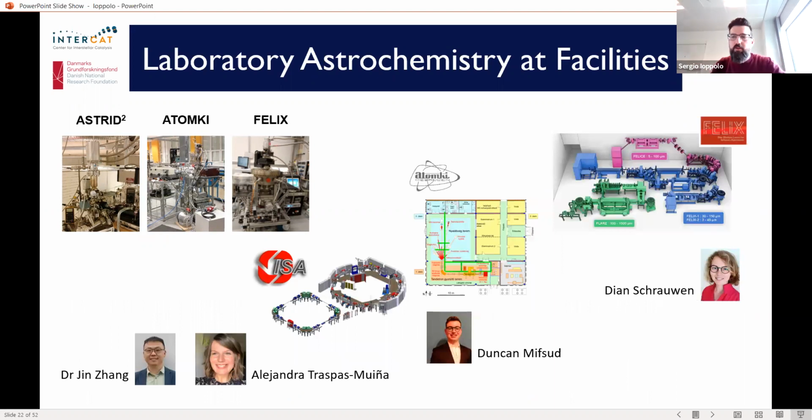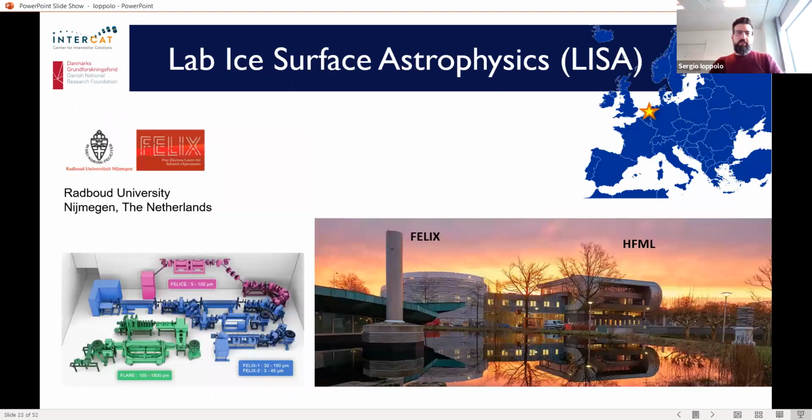Today, I'm going to talk a little bit about the work of some of my PhD students and postdocs that worked at these different facilities. The first one that I want to mention is the FELIX free electron laser facilities at Radboud University in Nijmegen in the Netherlands. If you see here in Europe, where the star is, the Netherlands. And there I built an ultra-high vacuum chamber called LISA, the Laboratory Ice Surface Astrophysics.